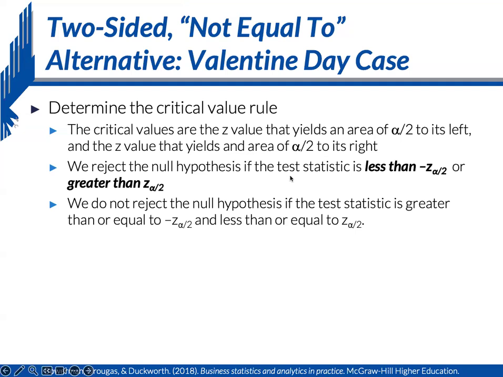And we reject the null hypothesis if the test statistic is less than the negative critical value or if it's greater than the positive critical value. Or in other words, the rejection areas are the area to the left of the negative critical value and the area to the right of the positive critical value.